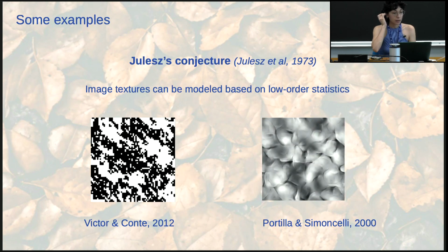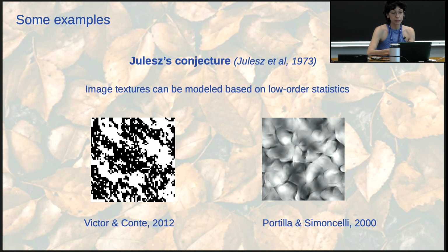So the textures that I've been talking about so far that have been tested on the human visual system are of this kind. These are two very famous physics and mathematics informed models for texture synthesis, the one by Victor and Conte and the one by Portilla and Simoncelli. And these models are based on the so-called Julesz conjecture, which was stated in 1973, according to which image textures can be modeled based on low-order statistics.